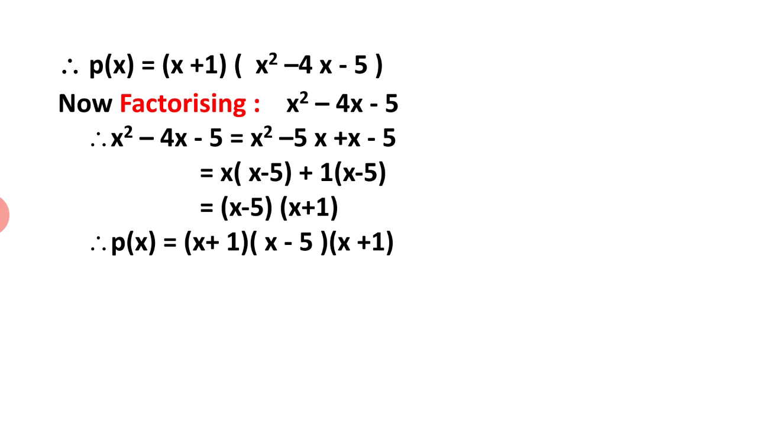So there are two factors we have obtained. So therefore we write p of x is equal to x plus 1 into x minus 5 into x plus 1.